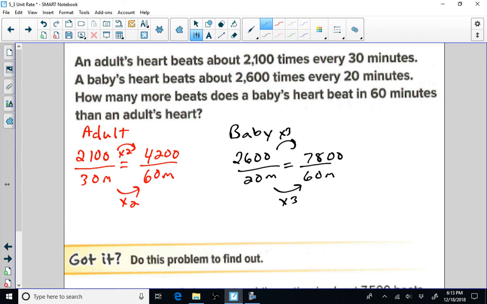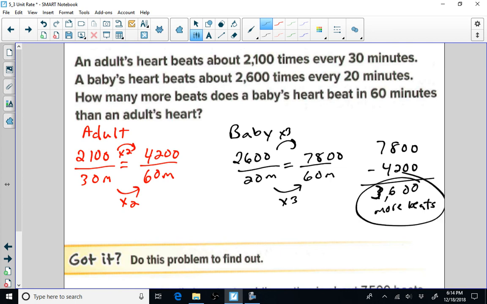How many more beats does a baby's heart beat in 60 minutes? Well, a baby's heart beats 7,800 beats in 60 minutes. The adult's heart beats 4,200 beats in 60 minutes. We need the difference of 7,800 and 4,200. That's 0, that's 0, 7 minus 4 is 3. So 3,600 more beats would be our answer there.